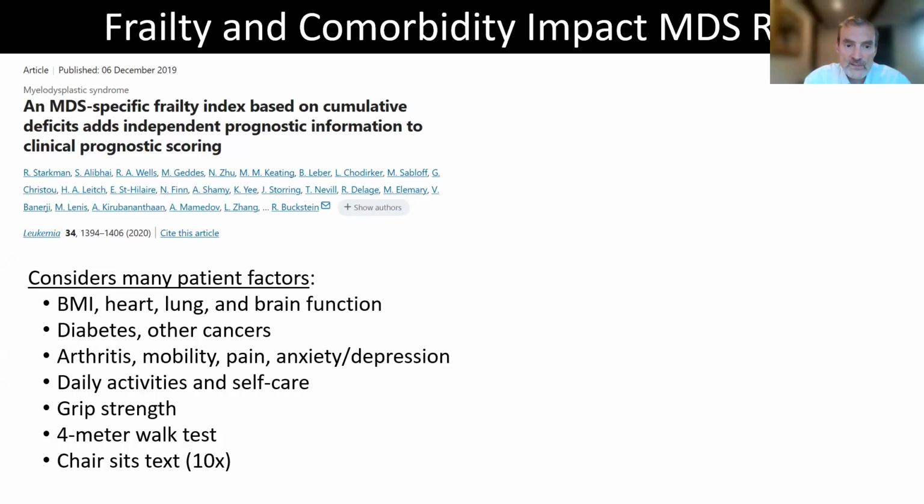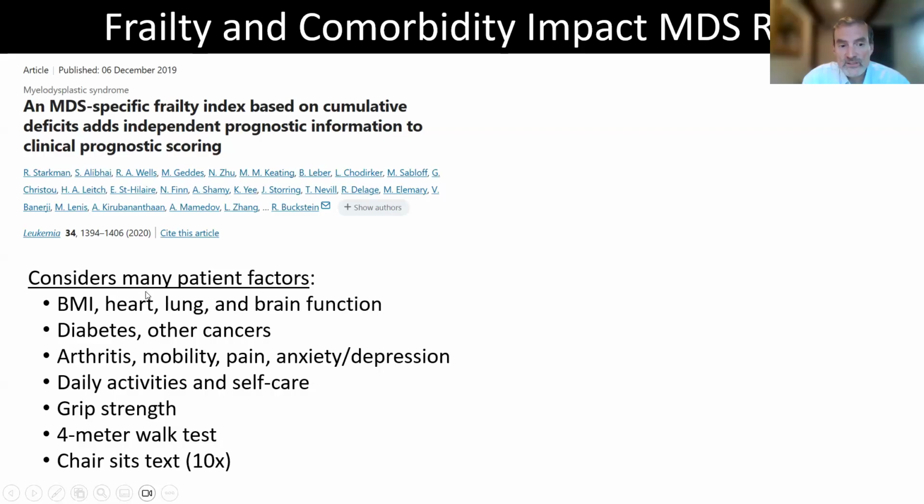And some great studies done out of Rena Buckstein's group in Canada and Gooya Abel's group in Boston have really highlighted this. And they came up with this study published in 2019 that looks at comorbidity and frailty in patients with MDS to determine how that affects their overall survival and information that we can then use to help decide how to treat these patients.